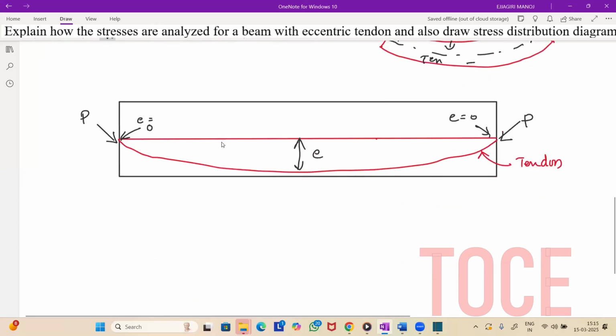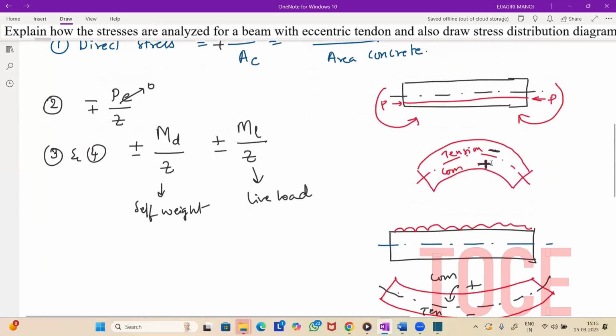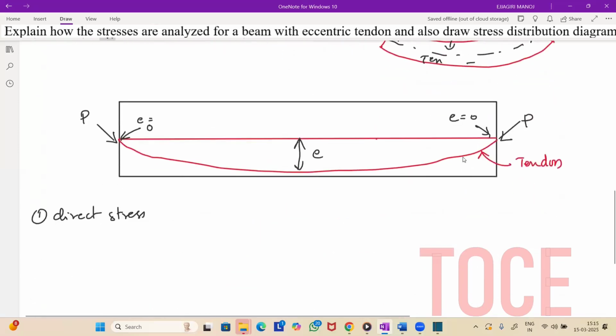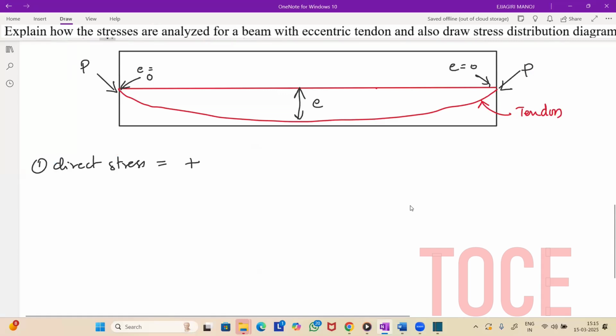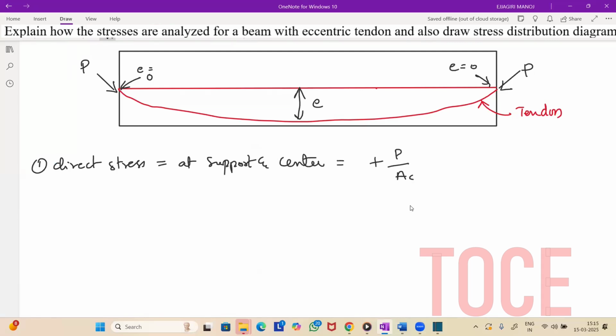So let me write the formulas. The first one, due to direct stress. Again, the beam bends due to the pre-stressing force, the beam bends like this only. So it will have the hogging bending itself. So due to pre-stressing force, you will get negative on top, positive on bottom. Okay, so due to direct stress, it will be positive always. At the support and at the center, you will have the same formula, so it will be plus P by area of concrete.